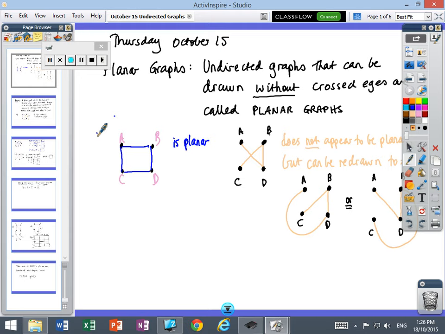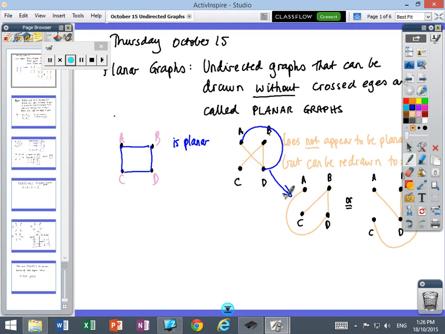Now, if we move across to this one here, you can see that there is a crossover. So that line that goes between C and D crosses over with the line that goes from A to D. However, this can actually become a planar graph by redrawing it. And there's two ways we could do it. We can move this edge here so that it comes around the back like that, or we can move the other line and move it around the back of this one.